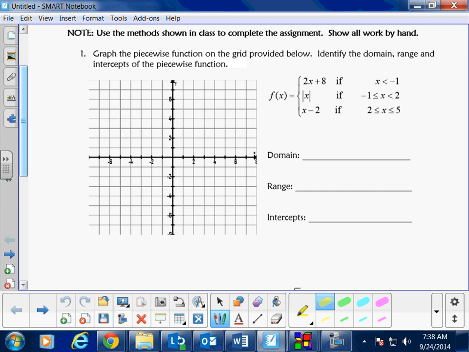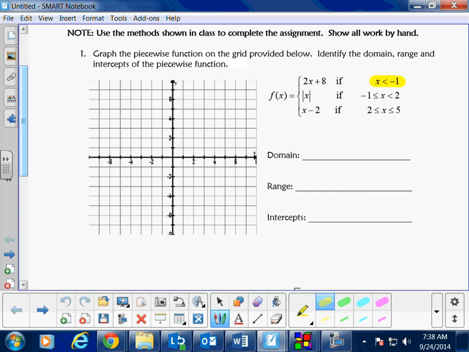Now, this one, the question one, they're asking us to graph the piecewise function on the grid provided below. Identify the domain, range, and intercepts of the piecewise function. Now, first of all, when we go to piecewise, I'll have three different functions that are just pieces of each other. What do I mean?